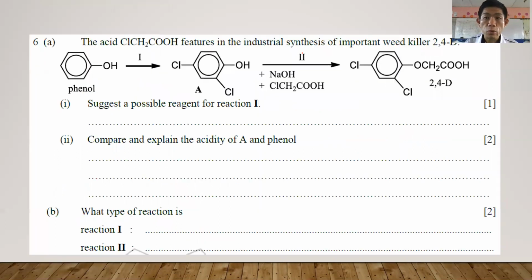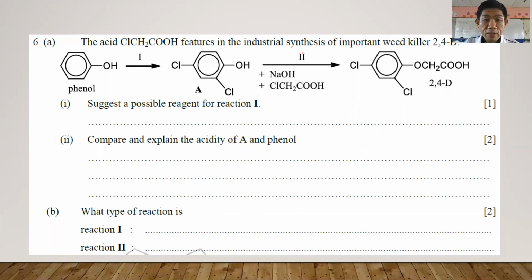Last but not least, we go to question number 6. The acid ClCH2COOH features in the small industrial synthesis of the important weed killer 2,4-D. So you have phenol as number 1, and then you form chlorine at the ortho and para positions, then you use NaOH to form ClCH2COOH, and finally you form the compound, the weed killer 2,4-D.